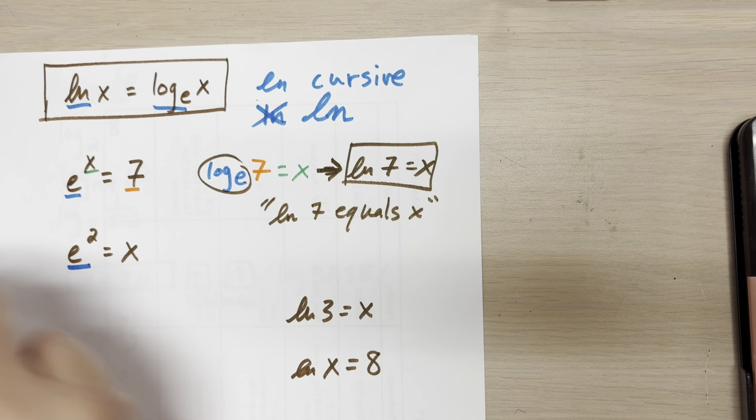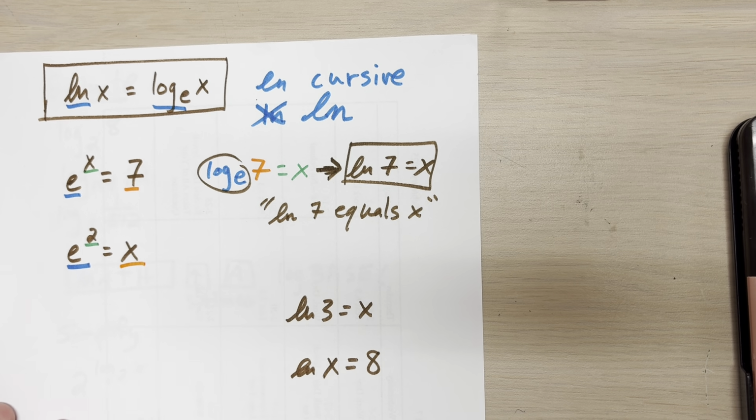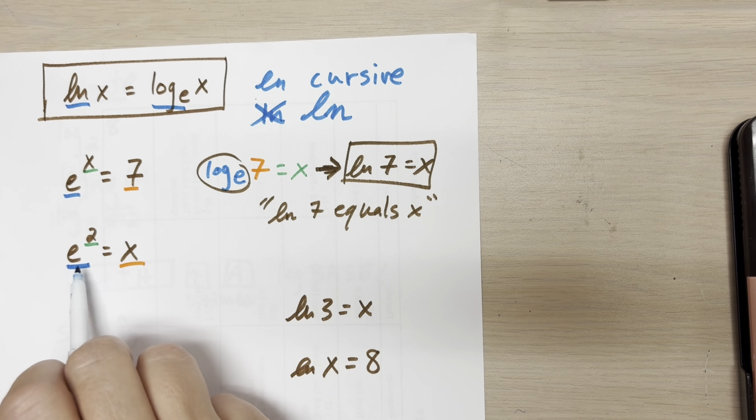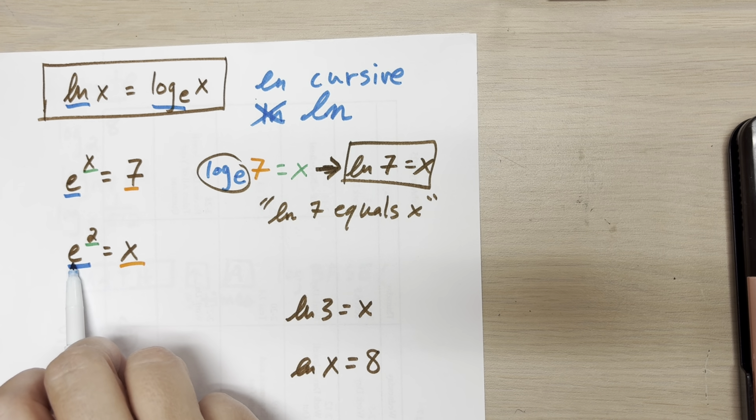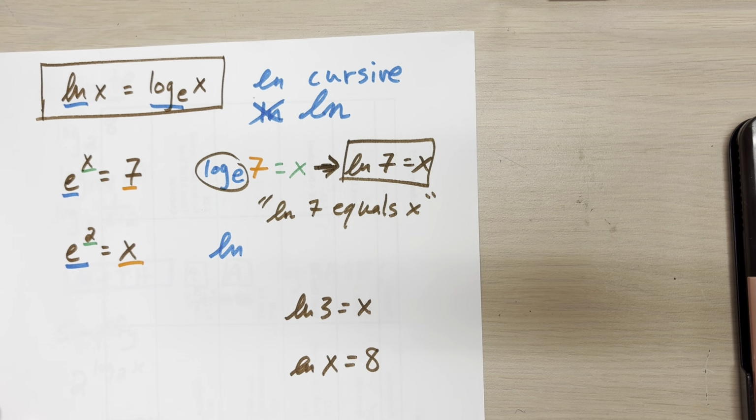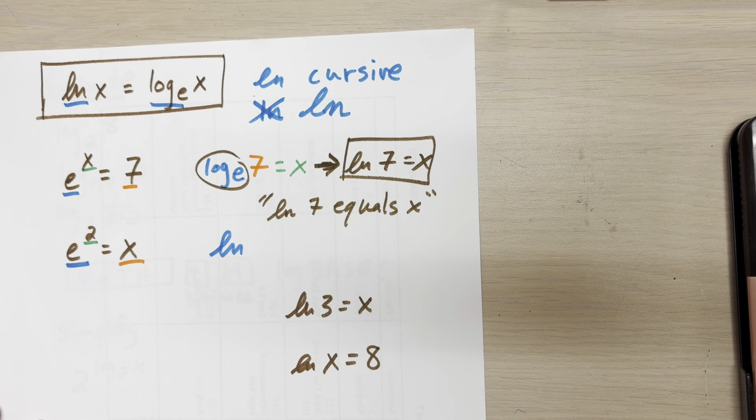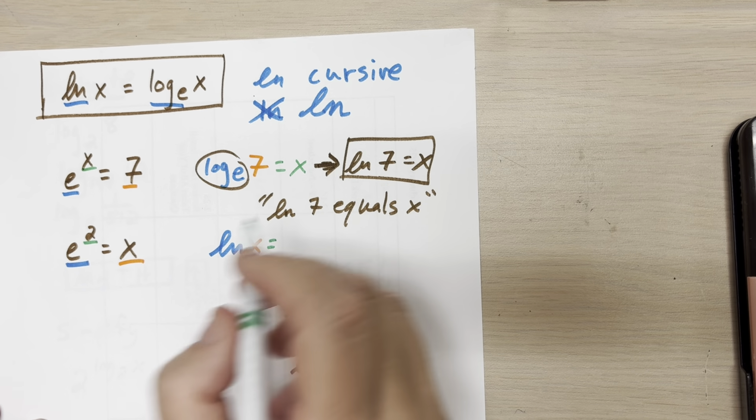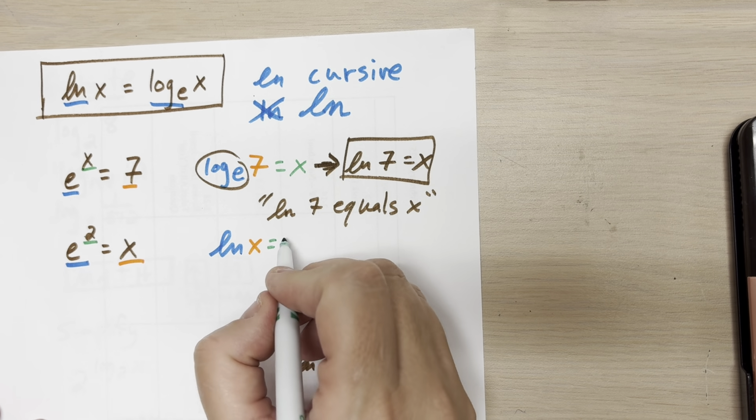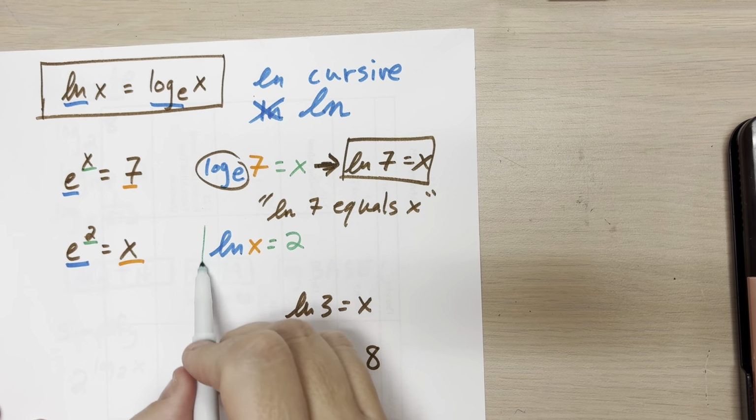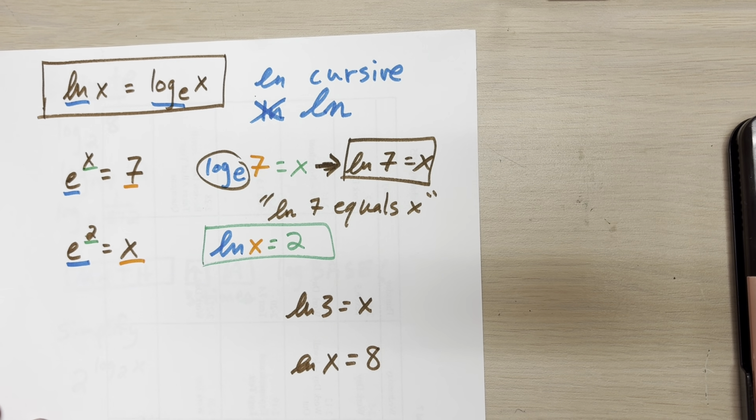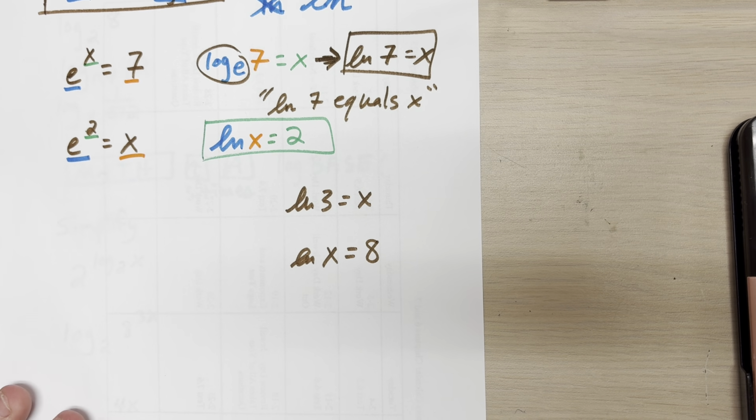We have e as our base, 2 is our exponent, and x is now our number. Okay, so I know it's log base e, so I'm going to go right to ln this time. ln of the number x equals the exponent, I'm sorry, 2. There we go. Let's see if we can go back the other way.